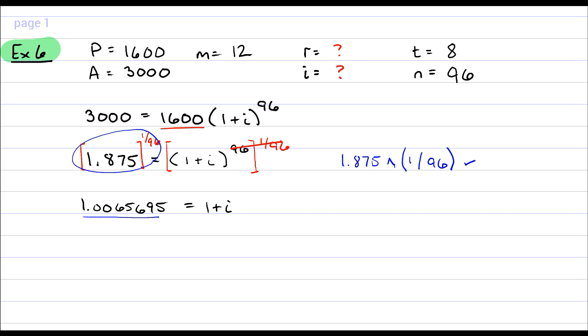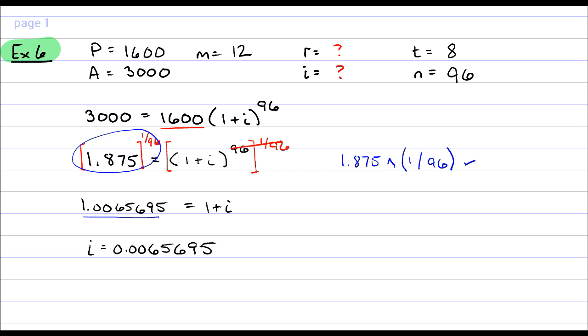So the next step, I'm going to subtract 1 from both sides of this equation. And that's going to give me I equals 0.0065695. Okay, so we've now solved for I, the interest rate. But we're not quite done with this problem. If you go back and read it, we're asked to find the annual interest rate compounded monthly. So we actually want the annual rate, but I is going to be the monthly rate.